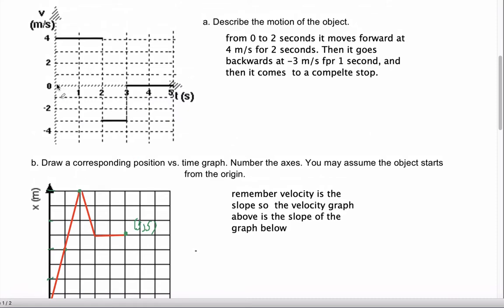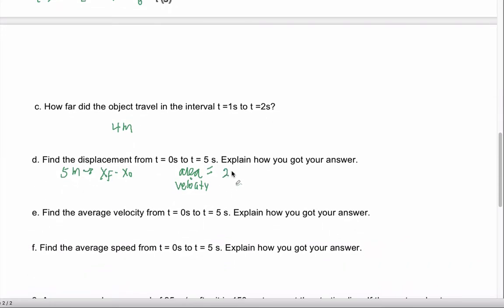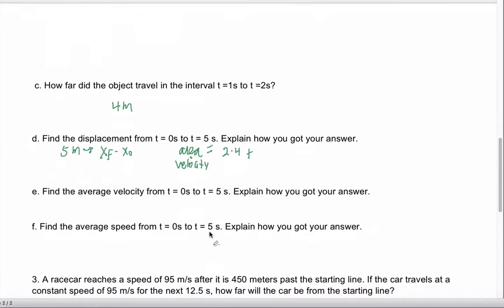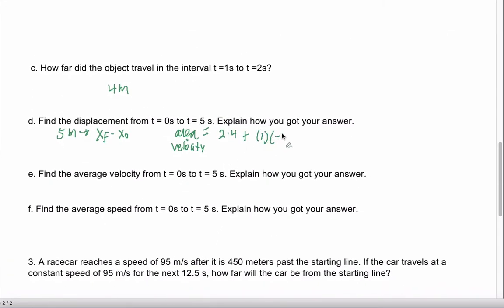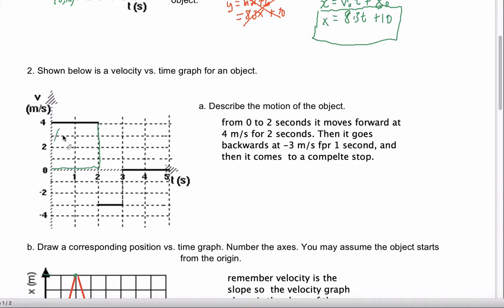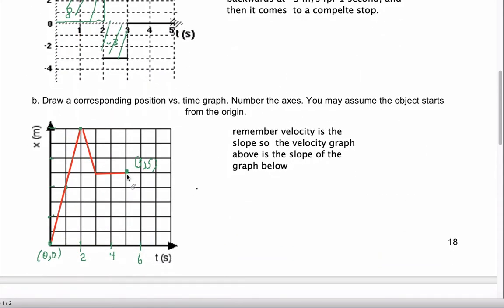So we know that we go from 0 to 2, 2 to 4. So our area is going to be 2 times 4 plus, and then we have this negative area here, and that's going to be 1 times negative 3. And that also gives us 5 meters. Again, I'm looking at this positive area here that's 8, and this negative area here, which is negative 3. And I add that up, and I get 5 total. Or I can say, look, if I look at this 2, 4, 6, 8, I'm at 5 right here, starting from 0.